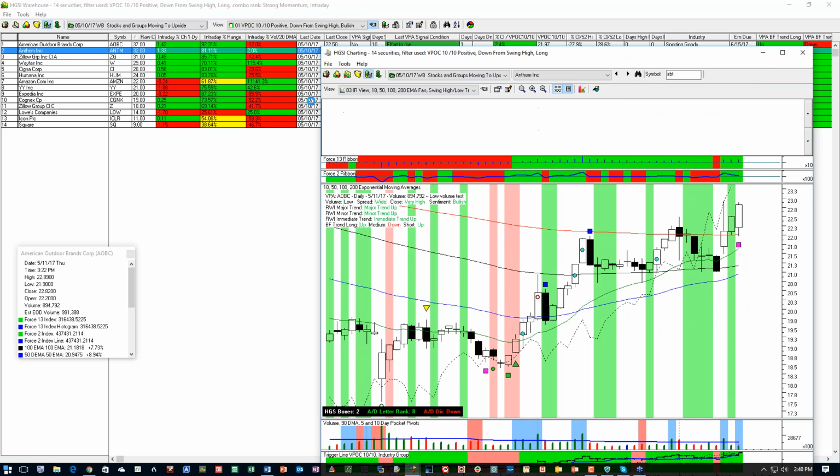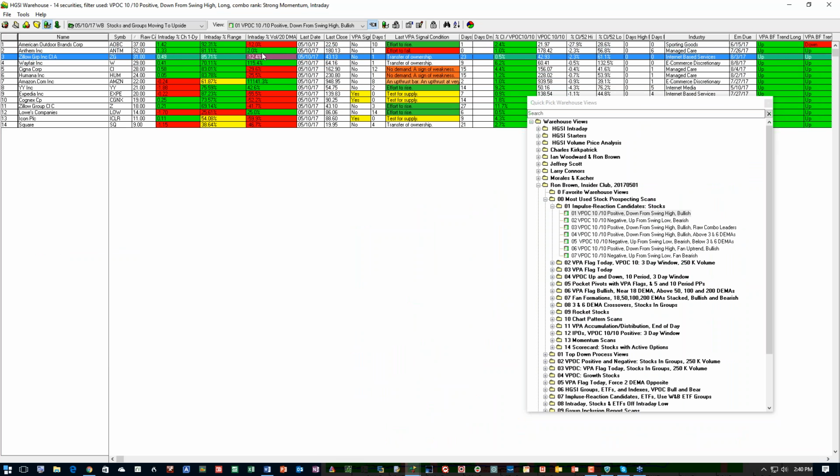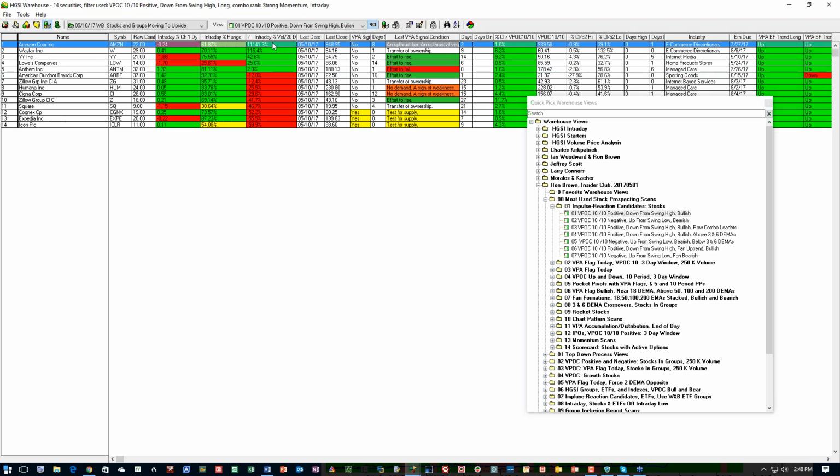Let's look at number 2, Anthem. Now this is a healthcare stock. Now its range is at 81.11%. It's up 1.33, and its volume's running slightly above normal. Now you can sort on these columns individually. If you want to look at the heaviest volume, here's Amazon.